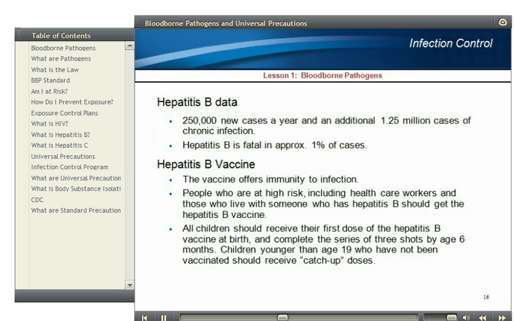Hepatitis B data. 250,000 new cases a year and an additional 1.25 million cases of chronic infection. Hepatitis B is fatal in approximately 1% of cases.